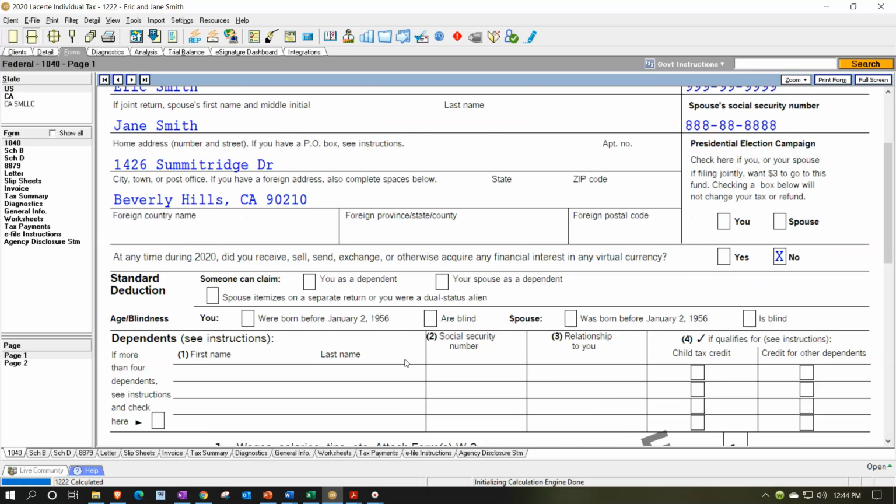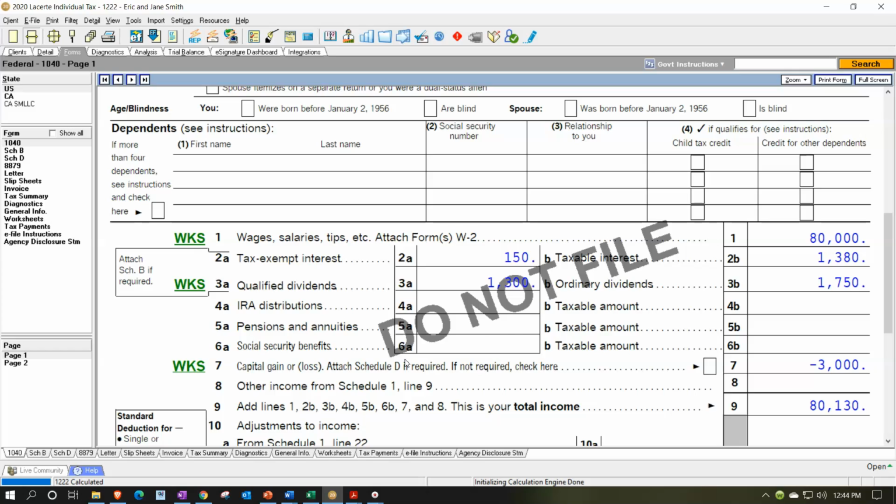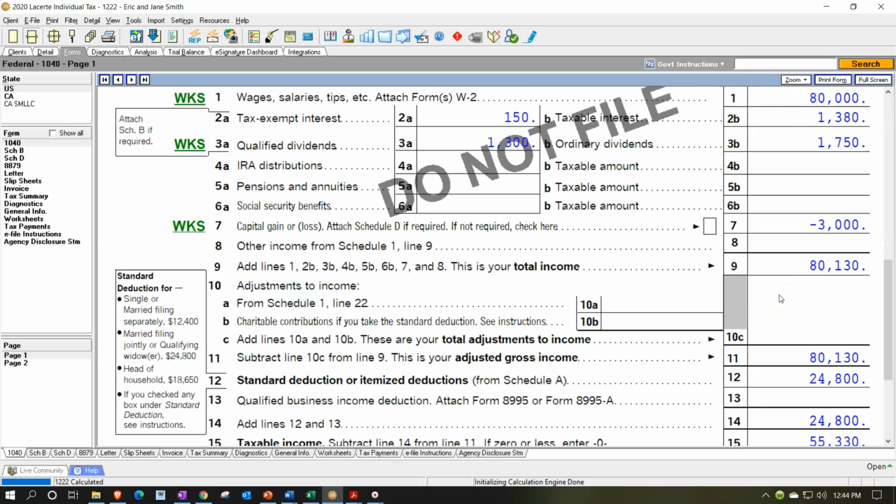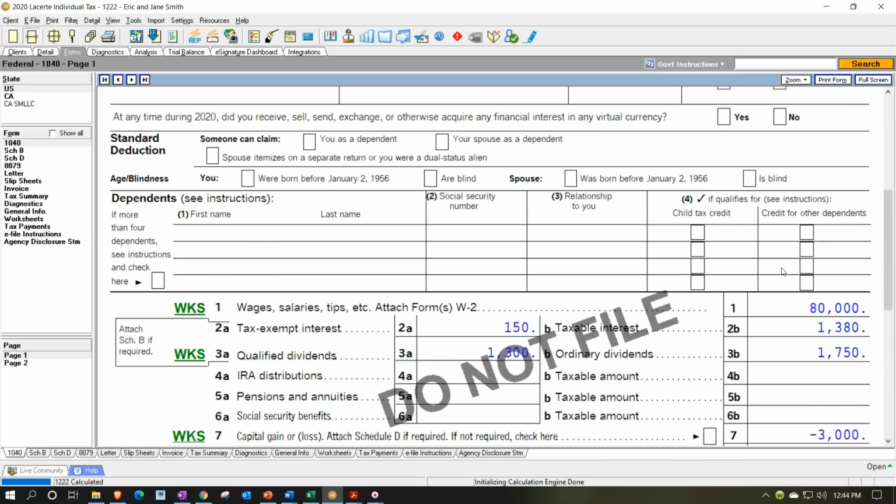So if I'm going to go back down, this is what we have thus far. Married filing joint taxpayer. We got the $80,000 from W-2 wages for both spouses, husband and wife. We've got the interest income, $1,380, $150 tax exempt income, $1,750 of dividends, $1,300 of them qualified, and a $3,000 capital loss thus far. That gives us the $80,130 of total income. That's kind of what we're focusing in on at this point.